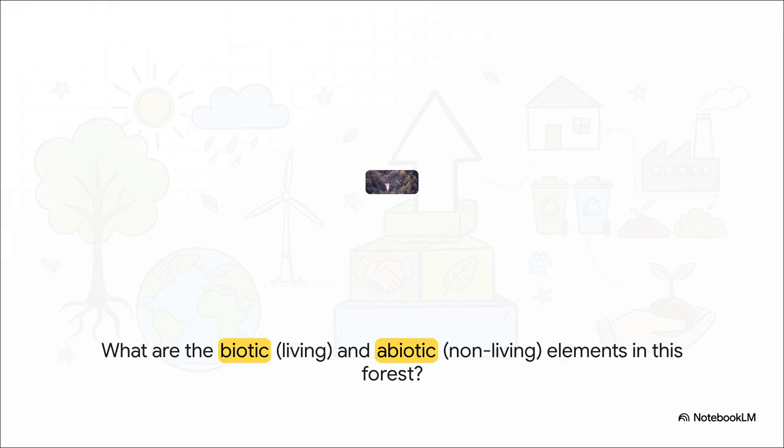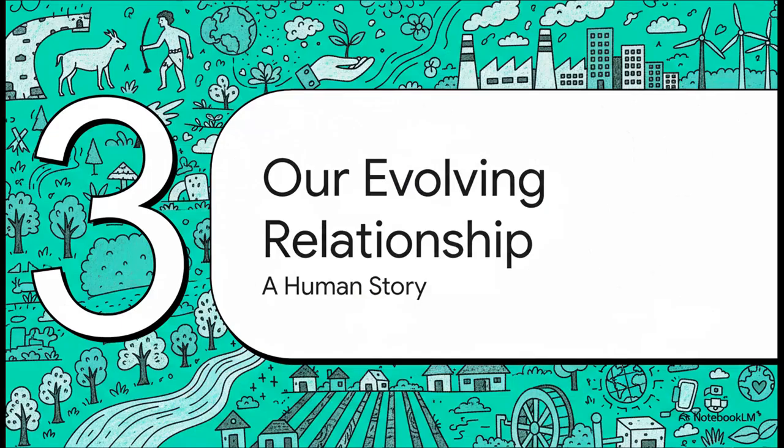All right, now it's your turn. Take a good look at this forest. What are the biotic, the living, things you can spot? The trees are obvious, yeah, but what about the ferns, the moss on the rocks, the animals that are probably hiding? And the abiotic elements? You've got the sunlight, the soil, the rocks, the air itself. It's all woven together. So, the big question, where do we humans fit into all this?